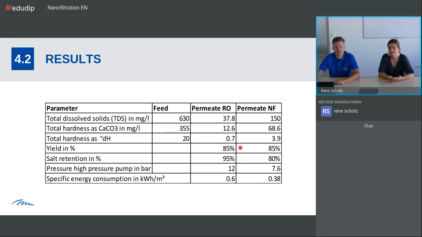For nanofiltration, we see 150 milligrams per liter TDS, so that's quite a bit more, and a salt retention of 80% compared to the 95. Pretty representative for nanofiltration, I'd say. If we have a look at the high pressure pump, you see that this lowering of retention corresponds to a big lowering of the pressure: 7.6 versus 12 bars. That's quite a bit less. Correspondingly, the specific energy consumption also goes down from 0.6 to 0.38. This is energy consumption in kilowatt hours per cubic meter of permeate produced.